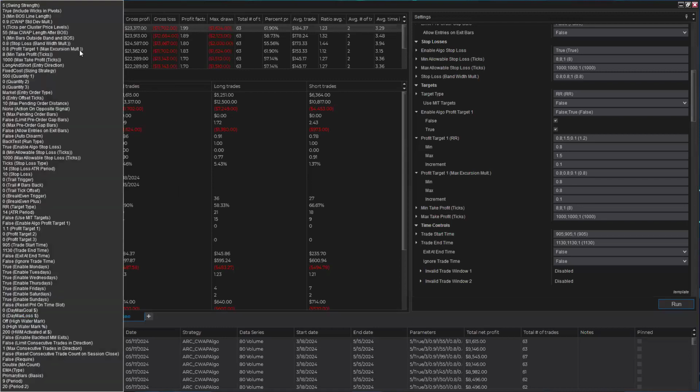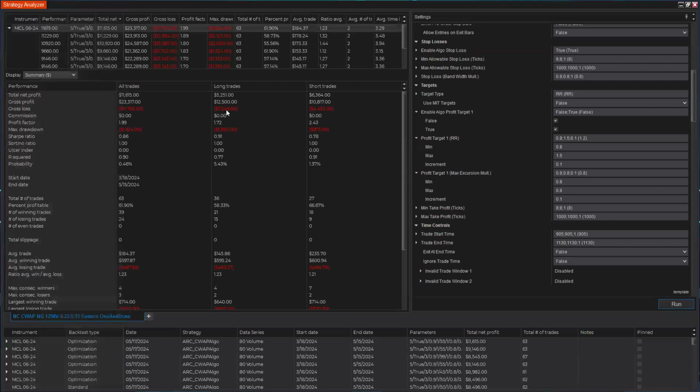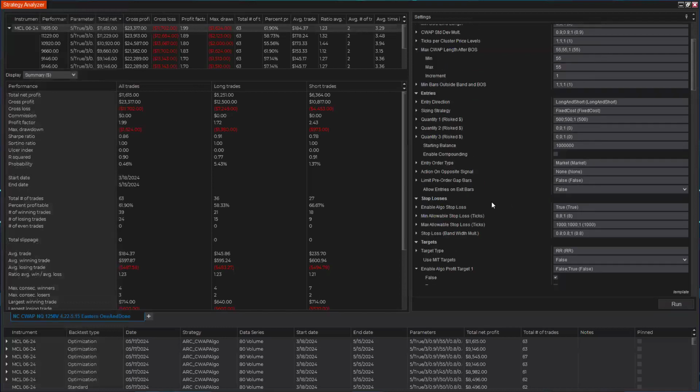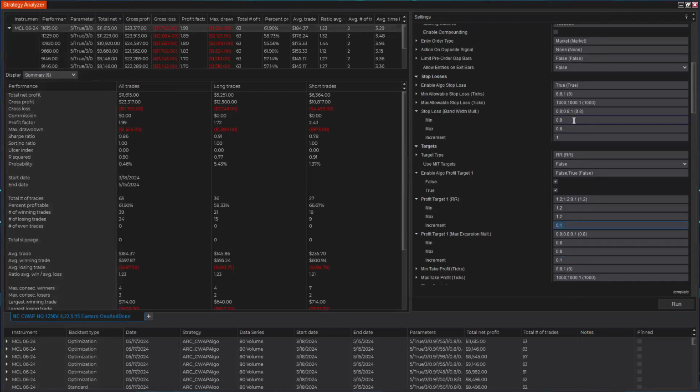What was this one again? It was 1.1, and this one is 1.2. So yeah, I think we'll just leave it as 1.2. I think that probably makes sense. Okay, so targets are good. We'll leave it like that. Just for fun, we can optimize the stops as well. 0.7 to 1.3, 5.1. And let's optimize that one.